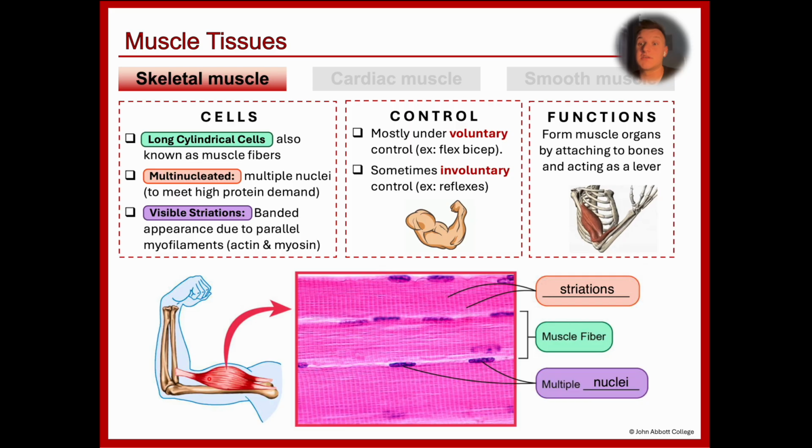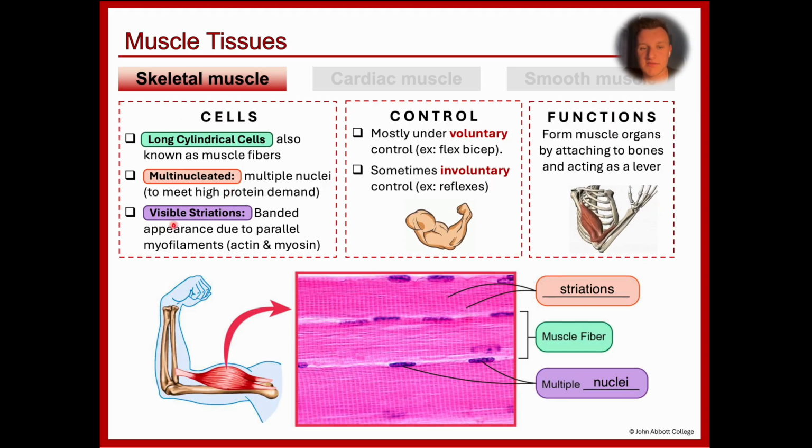So we need to constantly make these little muscle proteins, right? The thin and the thick filaments. These are proteins we need to keep building, even if we're not bodybuilders. We still move our muscles all the time.